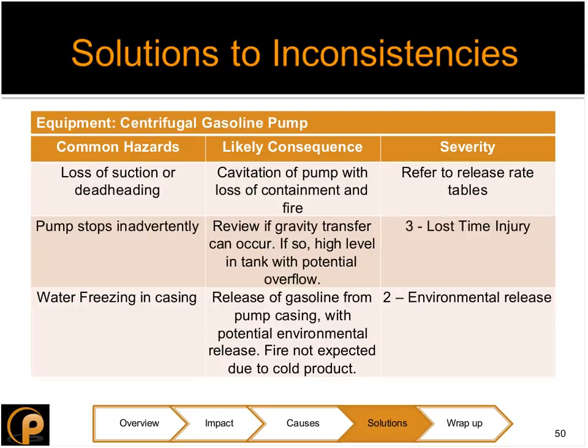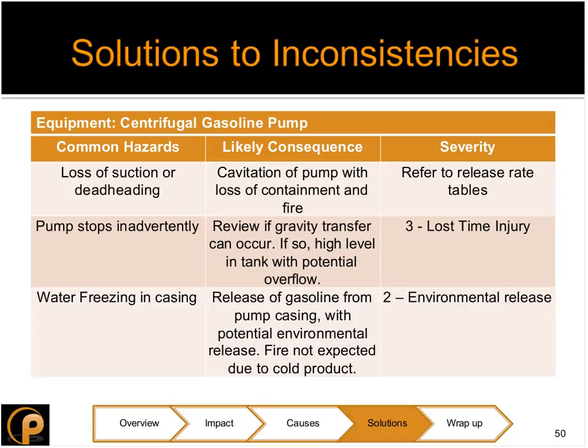Secondly, we can actually do that for particular pieces of equipment. For example, the gasoline pump we were talking about earlier. For loss of suction or deadheading, we can use the release rate tables. But what about something like if the pump stops inadvertently? Now here, something like that is going to depend on the service of the pump, but we can give some guidelines. What are things to look out for? If gravity transfer can occur, consider high level and look at a lost time injury. This is just a small sampling. A refinery would have a much larger chart than this for their various units and pieces of equipment.